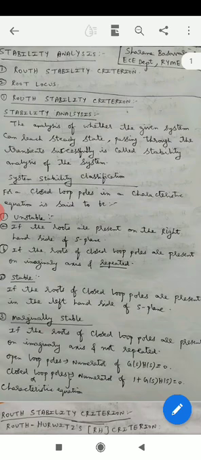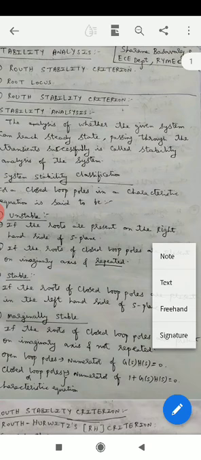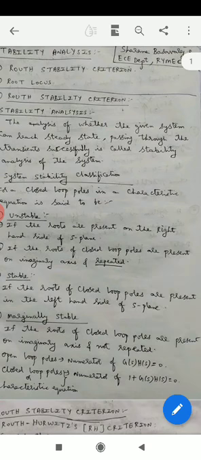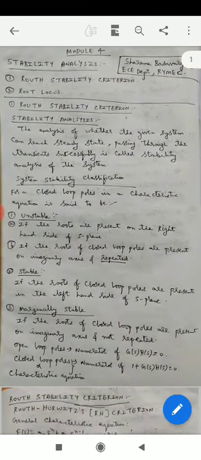So when is the system said to be stable? If the roots of the closed loop poles are present on the left hand side of the S plane, then we will say that the system is stable. Third one, marginally stable. If the roots of the closed loop poles are present on the imaginary axis and not repeated. So in the first case, unstable, the second criterion was if they are repeated on the imaginary axis, the system is said to be unstable.